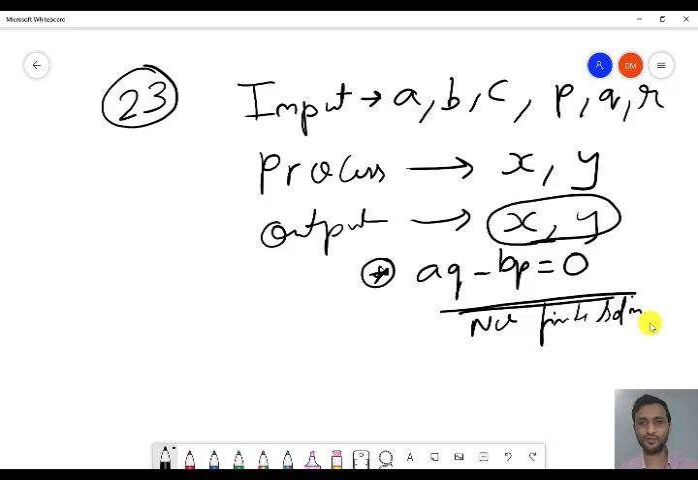So there are two things. One is either you have to print the value of x and y, and if you are not able to find the value of x and y, I will tell you how there may be a situation where you will not get any value for x and y. Then in that case, you have to print no finite solution. So let us solve this question using BlueJ.